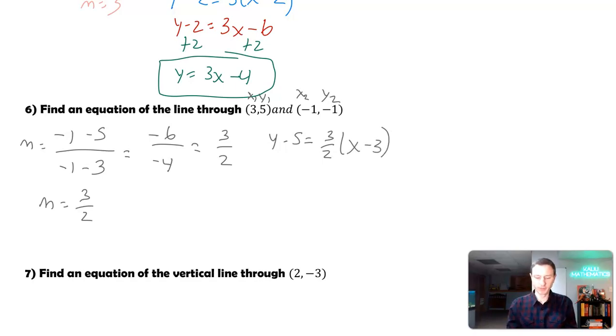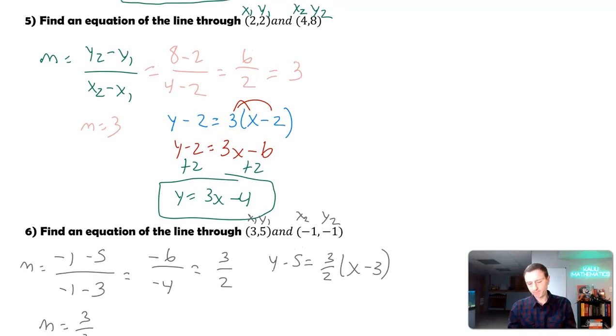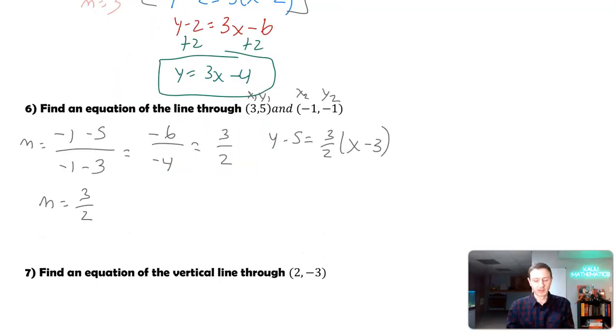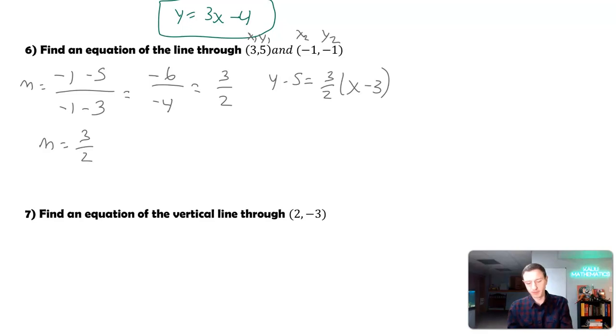One side note I do want to make that I didn't make on the last problem. When we're using point slope, you don't have to use the x1, y1. You could also use the x2, y2 if you wanted to. It doesn't matter. You'll still get the exact same thing, because this is just an equation. So it's going to come out to be the same. So you don't have to use the first ones. You could use the 2's also.